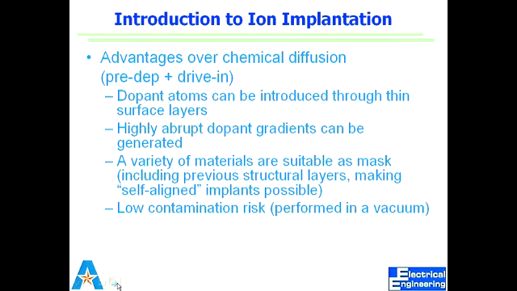And now because it's low temperature, many more types of materials can be used as a mask, and what we call self-aligned implants. So having structures on top can determine exactly where the implant will go. By placing these masks, we can make the ions go exactly where we want.